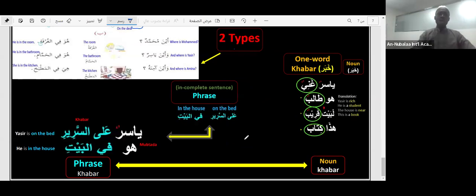So they give us an example here. Yasir ala sarir. Yasir is on the bed. Yasir is considered as mubtada, while ala sariri is khabar. We have huwa, he, as mubtada. Fil bayti, in the house, will be khabar al mubtada.